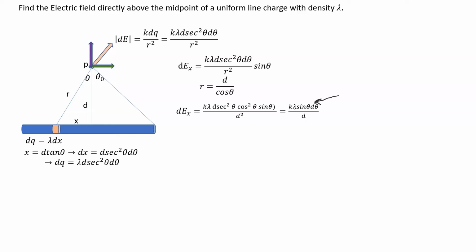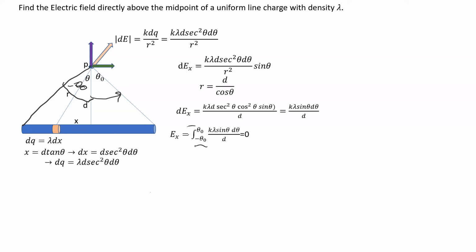All that's left to do at this point is to add up the x components of all of the little tiny pieces of charge, and so that means we're going to integrate. And so what are we doing? We're integrating from minus theta naught to positive theta naught. In other words, we start at one end of the bar, at minus theta naught, and we sweep all the way to the other side of the bar, to plus theta naught. If you do this integral, you'll find that it's 0.